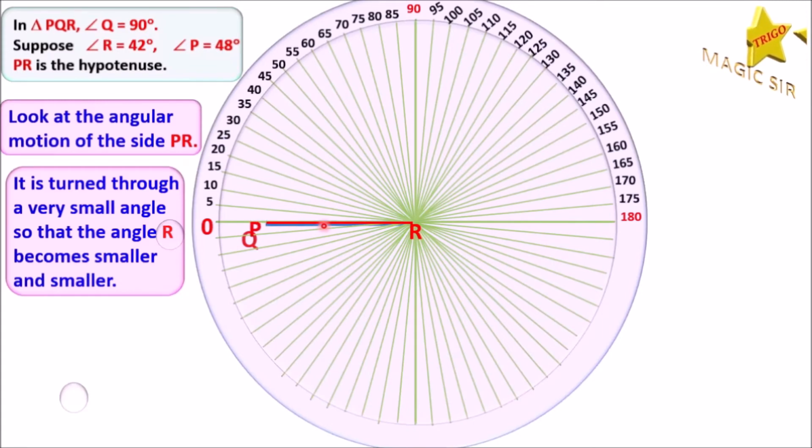In triangle PQR, we will discuss three main points. First, angle R is very close to 0 degree. That is, angle R is approximately equal to 0. Second, the length of the side PQ is nearly 0. That is, PQ is approximately equal to 0, and PR is almost the same as QR. That is, PR is approximately equal to QR.